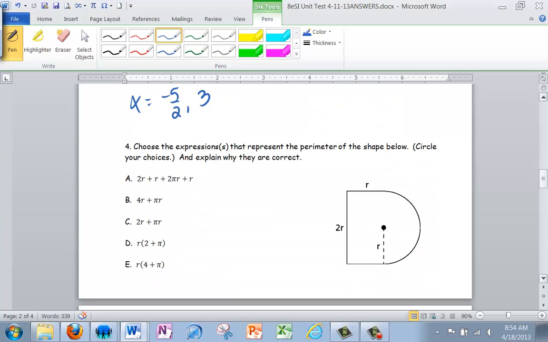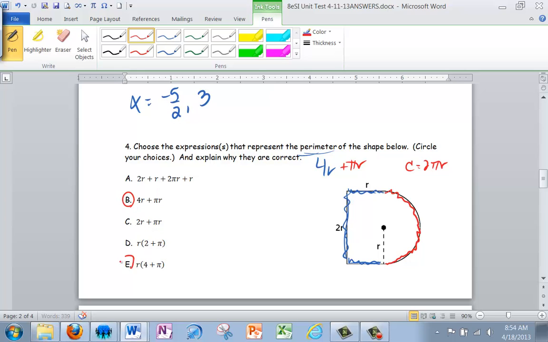Okay, this one was just an interesting little question about using the perimeter and circumference. You want the perimeter of the shape, so if you take these three sides, these are a rectangle, so you have r plus 2r plus r, so that's 4r. And then this part of it is half of a circle. The circumference of a circle is 2 pi r, so therefore half of it would be just pi r. So it's 4r plus pi r, so there's letter B.